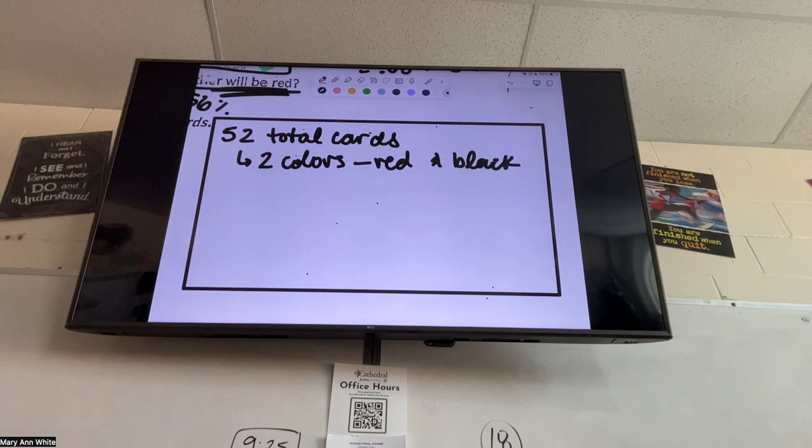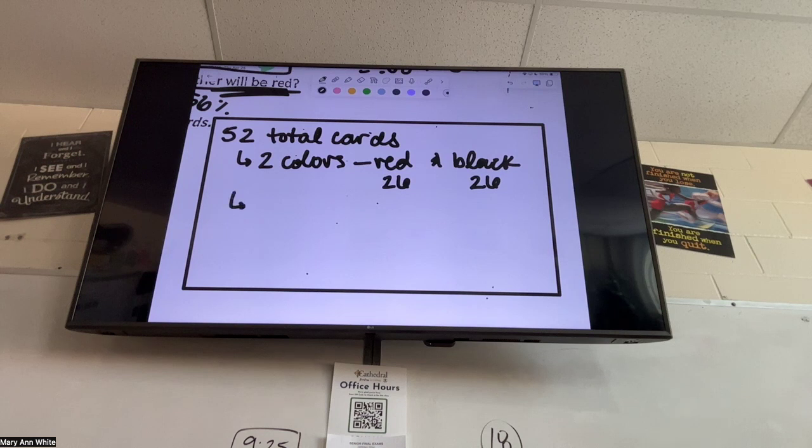How many red cards are there? How many black cards are there? 26 of each. There are 2 colors, and so that means of each color, there are 26 total cards. So if I say, how many red cards are there? There's 26 red cards. How many black cards are there? There's 26 black cards.